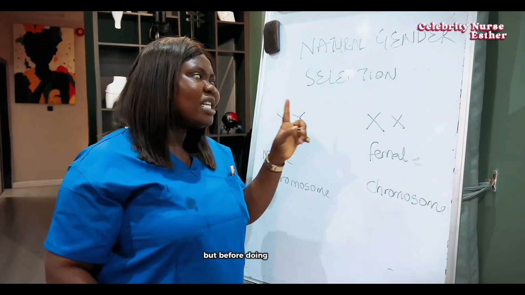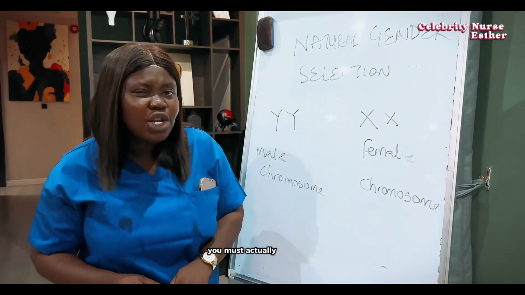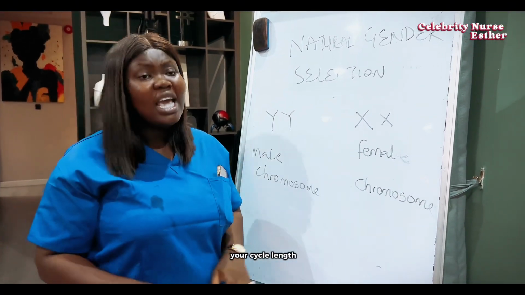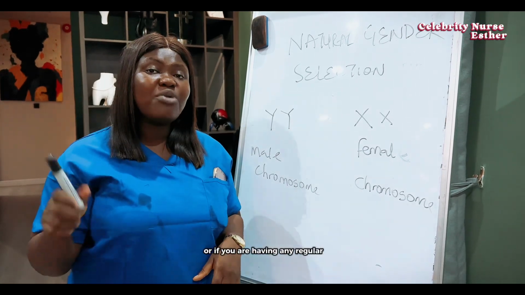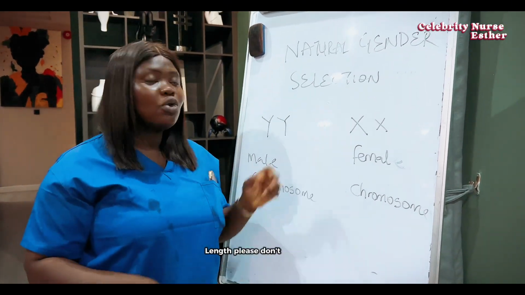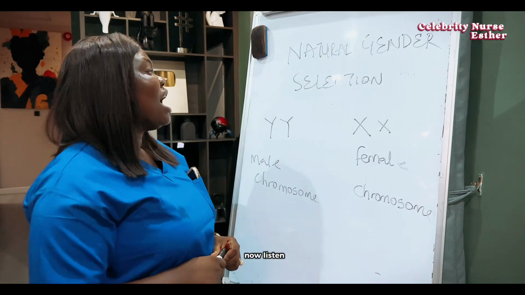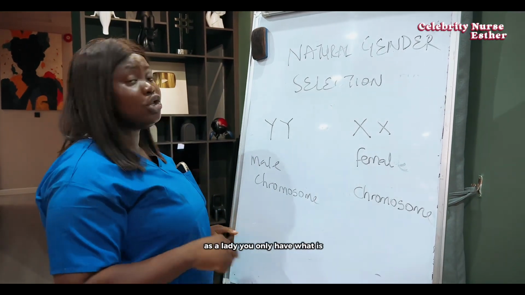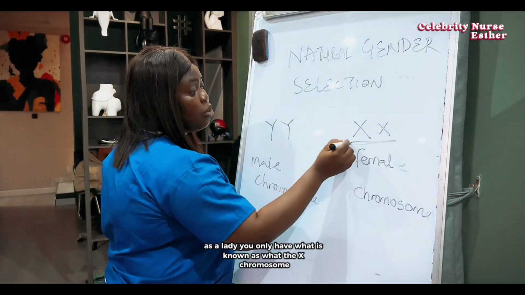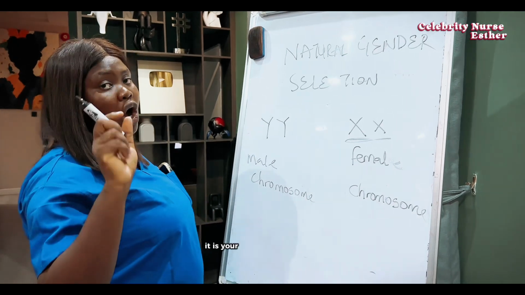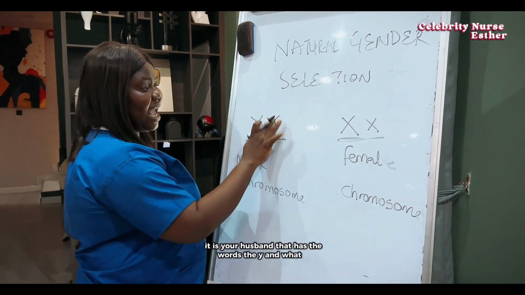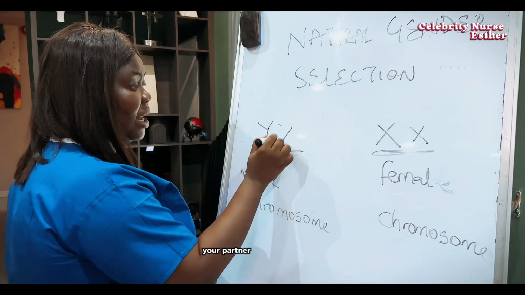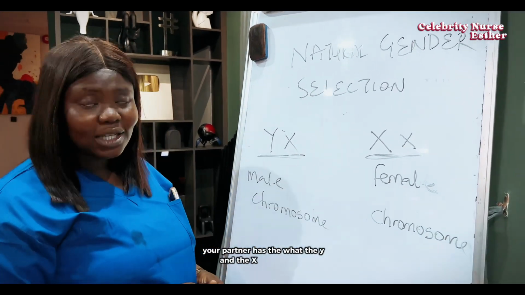But before doing this procedure, you must actually know your cycle length. If you don't know your cycle length, please don't try this. Or if you're having an irregular or variant cycle length, please don't go for this, okay? Now listen, as a lady, you only have what is known as the X chromosome. You see, it is your husband that has the Y and X chromosome. Your partner has the Y and the X chromosome.